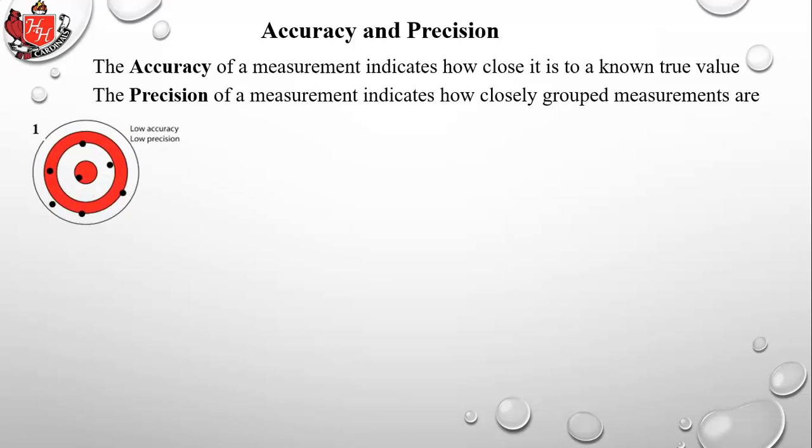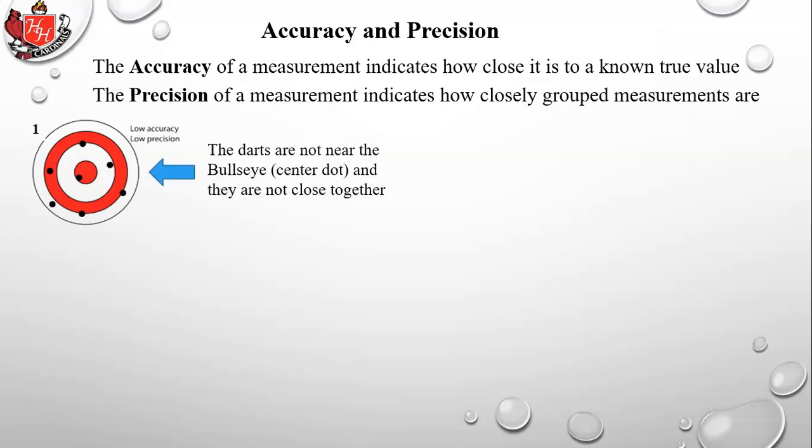So let's look at accuracy and precision. And the typical metaphor or example for that is a bullseye. You're throwing darts. Okay, so this is low accuracy. You're trying to hit that red dot in the middle. That's called the bullseye. So if you're trying to hit that, that shows low accuracy because your darts are all over the place, and low precision because they're not grouped tightly together. So the darts are not near the bullseye center dot, and they are not close together. So that's low precision, low accuracy.